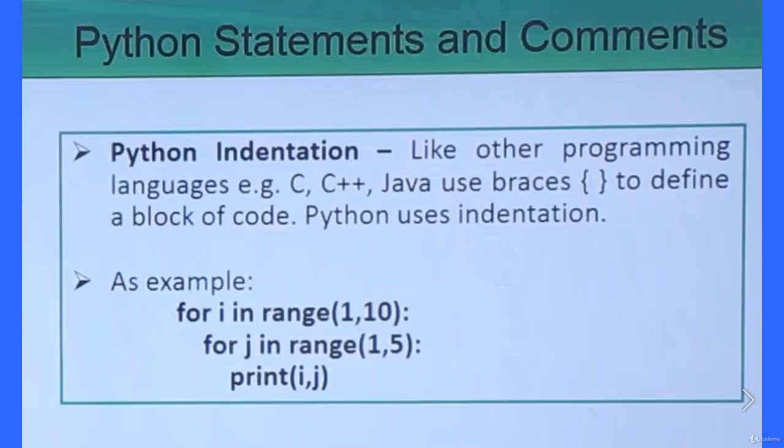Next, we are going for Python indentation. This is very interesting. Like other programming languages, for example C, C++ or Java, which use curly braces to define a block of code, Python uses indentation. In this example, you can see this for is starting with this particular indentation. There is an inner for, a nested for, so it has a different indentation here. This print i, j is within the body of the inner for, so it has another indentation.